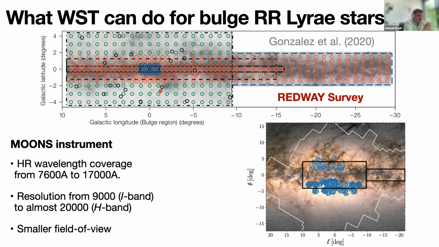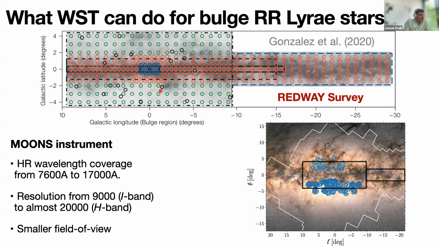But in comparison to other large-resolution multi-object spectrographs like 4MOST, it has a smaller field of view, I think around 25 arcminutes. All of these little green and red points that you see are the targeting fields, and there's still a lot of stuff happening in between.